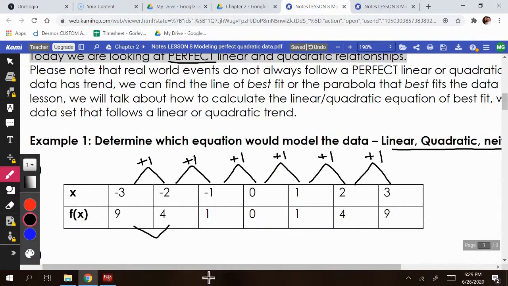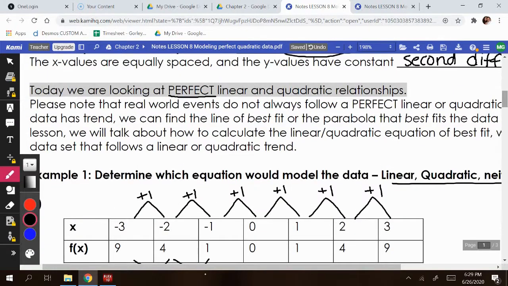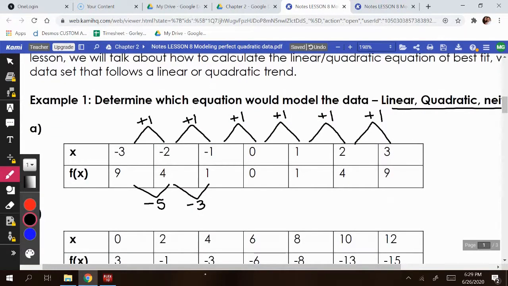To get from 9 to 4, I'd have to subtract 5, right? If you aren't sure, do 4 minus 9, you get -5. How do I get from 4 to 1? I would have to subtract 3. Again, if you're not sure, go ahead and just do 1 minus 4, and you can see you'd get -3. How do I get from 1 to 0? I'd have to subtract 1.